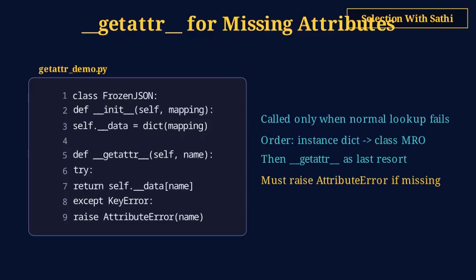This makes it perfect for dynamic attributes like navigating JSON data, building proxy objects, or implementing lazy loading. But remember, __getattr__ must raise AttributeError for truly missing names.